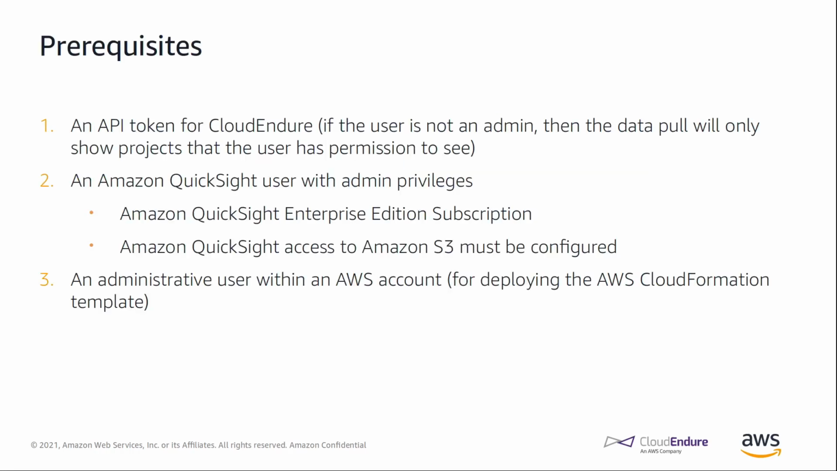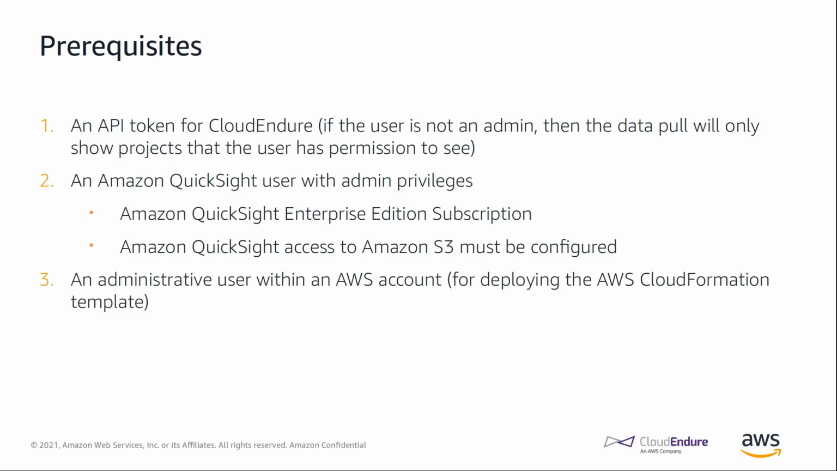The main prerequisites which I want to cover here are as follows. The CloudEndure API token. This is an important part of the tool. The API token is linked to a given user within your CloudEndure account. As a result, we recommend using an API token belonging to an administrative user in the account, as a non-administrator may not have visibility to all of the projects.